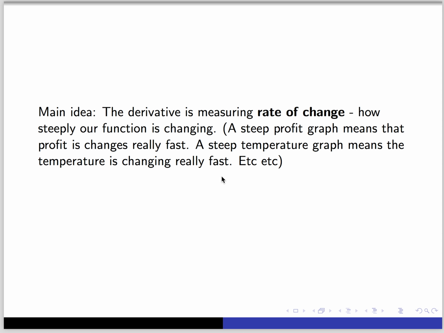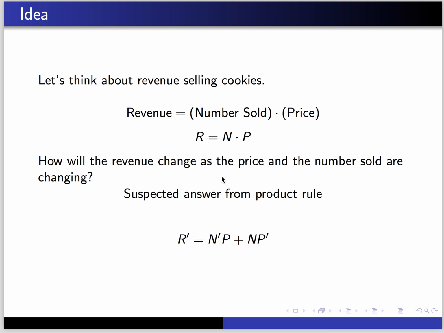And so we're going to try and understand how to study this change in the context of revenue. So let's imagine we're selling cookies, and the revenue is the money we bring in. So that's going to be the number sold times the price. And so I'm going to use the letters N and P for the number sold and for the price, and R is going to be the revenue. And we want to ask, how should the revenue change, so rate of change of revenue, as the price and the number sold are changing? Right, so imagine you're selling more and more or less and less, and the price is getting more and more expensive or maybe less and less expensive. How does that influence the revenue?